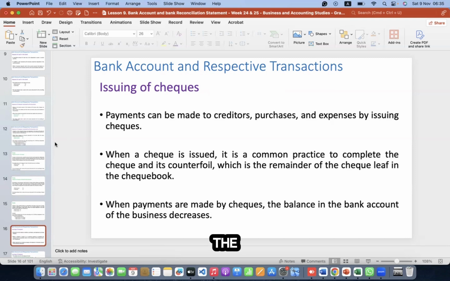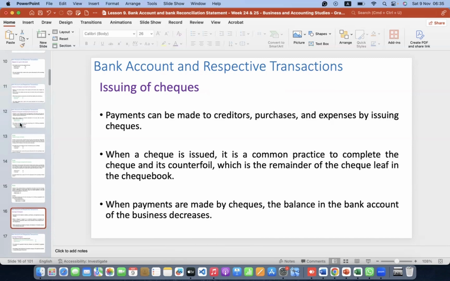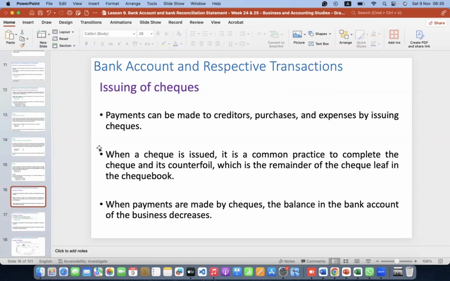Will the bank balance go down or will it go up? Can someone say quickly? Students, engage, speak up. Now, when we are issuing the checks, what is going down? Go down, sir.